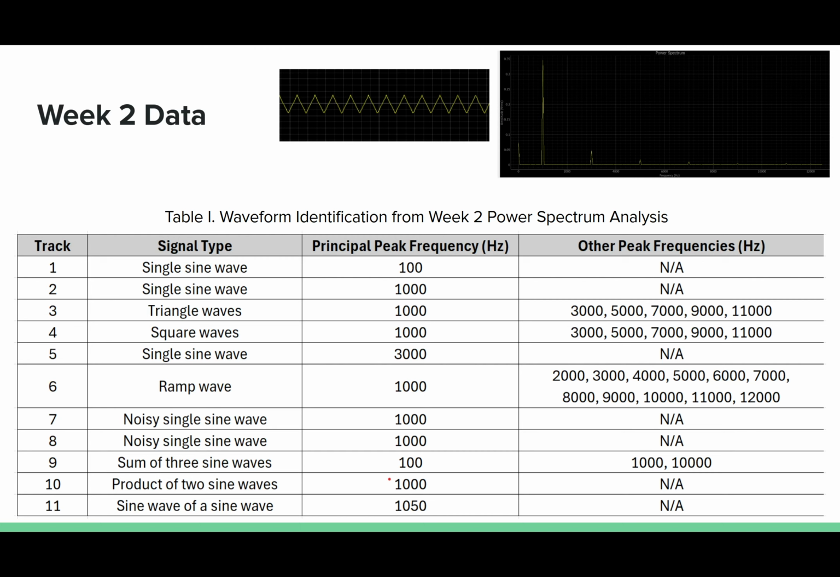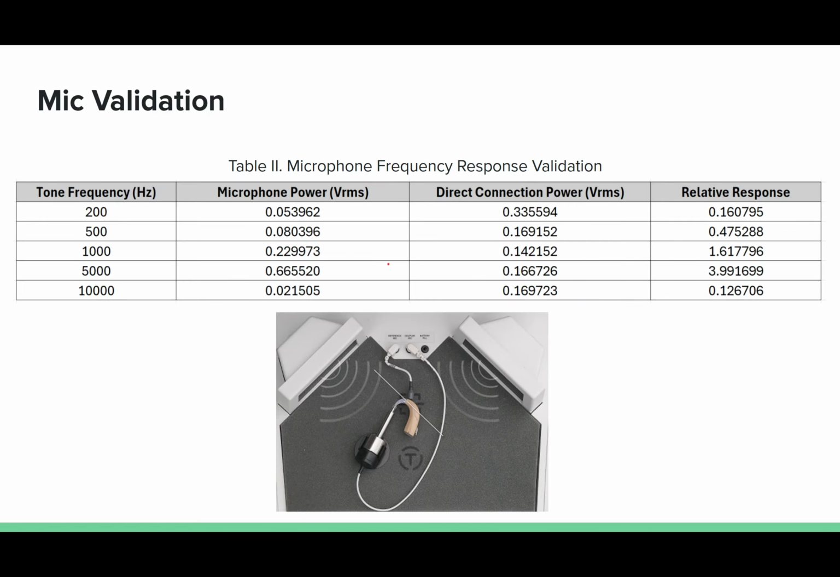Track 6 was a ramp wave that had similar behavior to the triangle wave, except the power of the peaks changed over time. Track 7 and 8 were the noisy sine waves, and they characterized white noise. Track 10 was a product of 2 sine waves with 2 visible peaks at 1000 plus minus 100 Hz. Track 11 was a sine wave of a sine wave, where the frequency of the peak oscillated between 0 and 1050 Hz. Moving on to the mic validation.